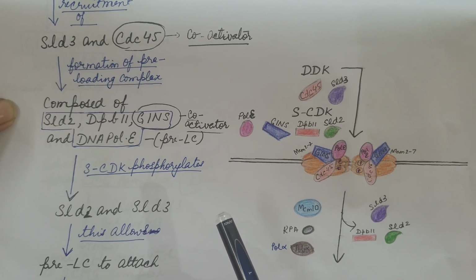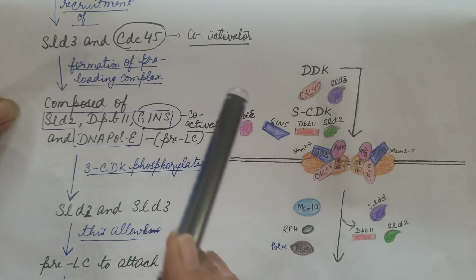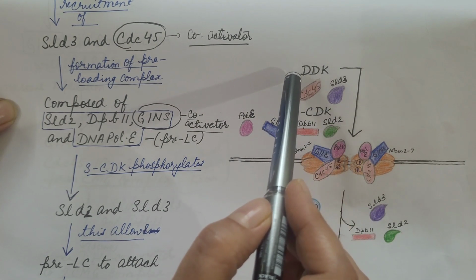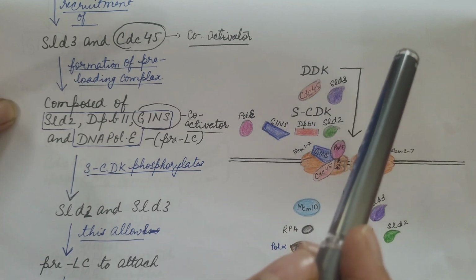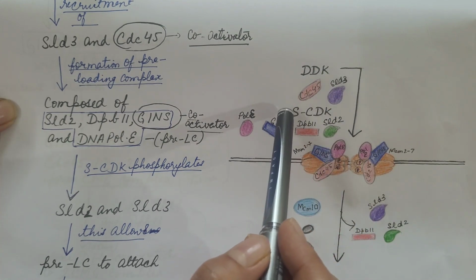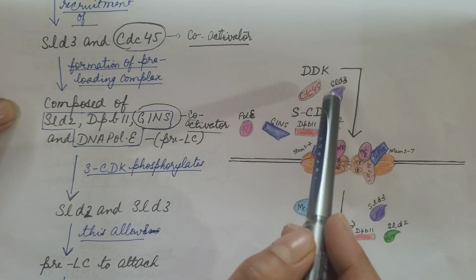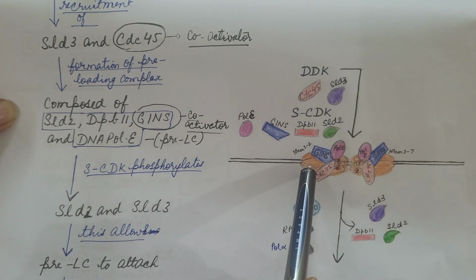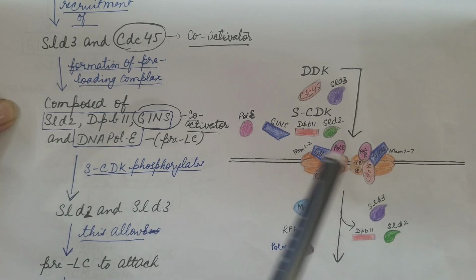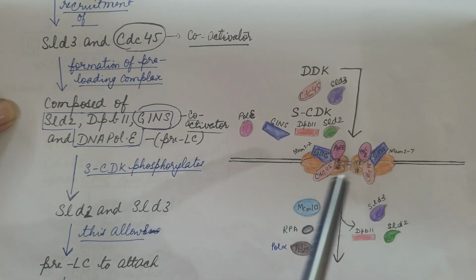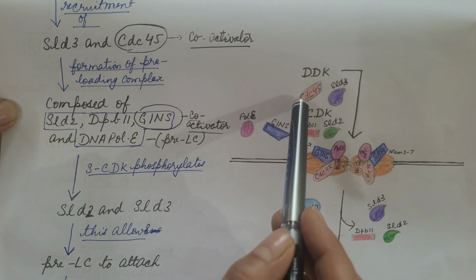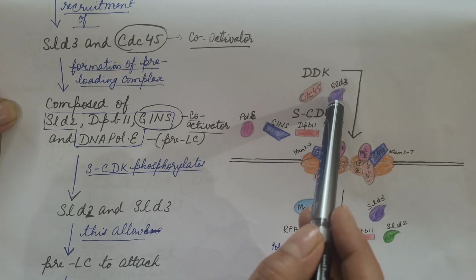So when the transition of the cell cycle takes place from the G1 to the S phase, then the levels of DDK, that is DBF4 dependent kinase protein, and SCDK, S-phase cyclin dependent kinase protein, increase. DDK then phosphorylates the MCM2-7 complex or the hexamer. This phosphorylation allows recruitment of CDC45 and SLD3.